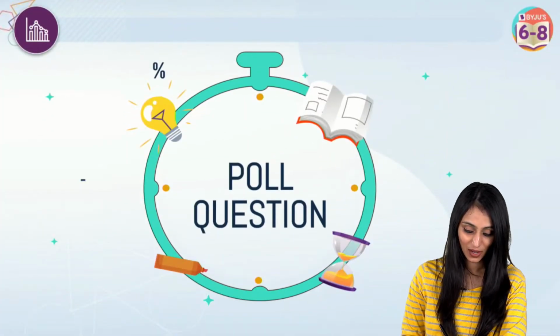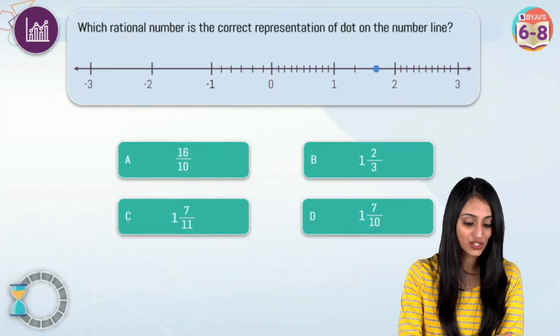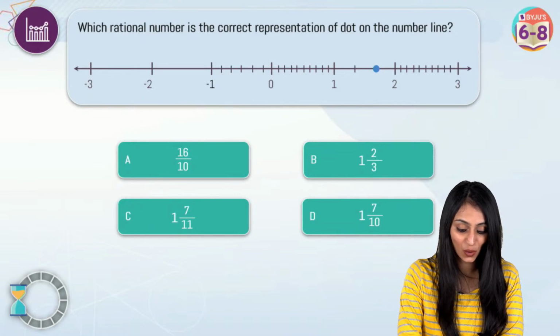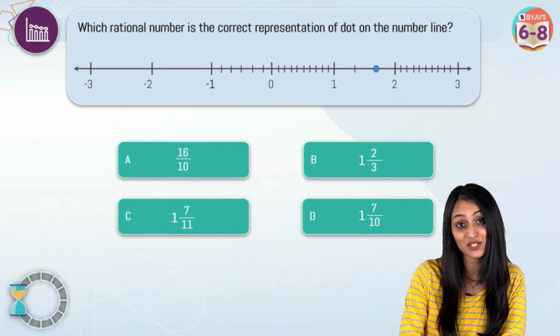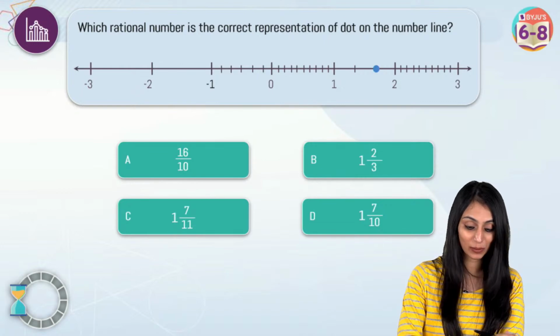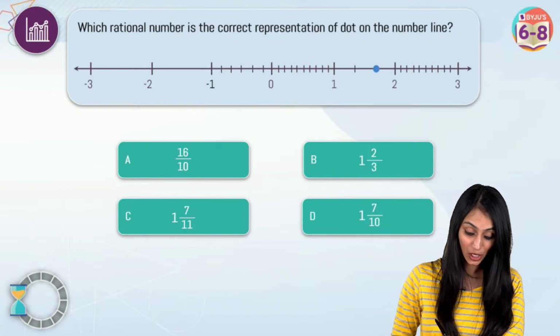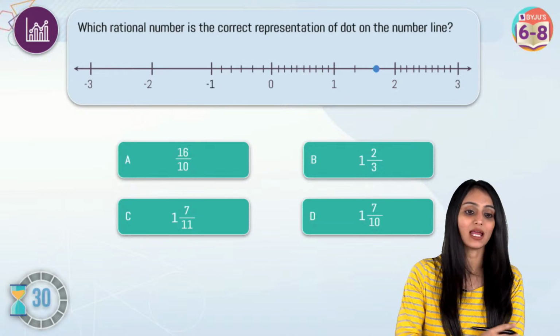So next we have our poll question. Ready? All right. So here we go. Which rational number is the correct representation of the dot on the number line? Now this relates to the previous one. I am sure that you all will be able to answer this. 4 options you have here. Quickly solve it. Your time starts now.